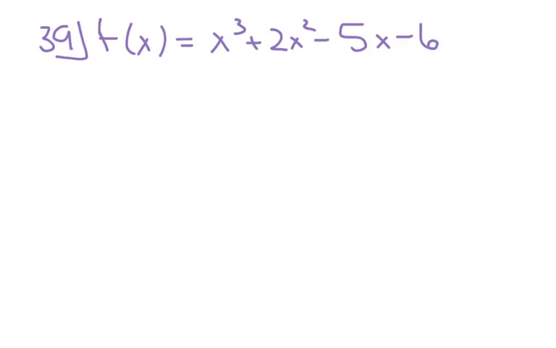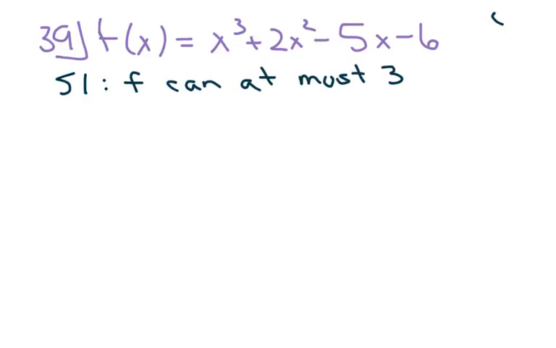Okay, so the first one we have for 39 is f of x equals this polynomial. Now, in this case, they're not giving you the c, as we did in the previous video. So we're going to have to find the factors. The first thing we're going to do for step 1 is say, well, f can have at most 3 zeros.